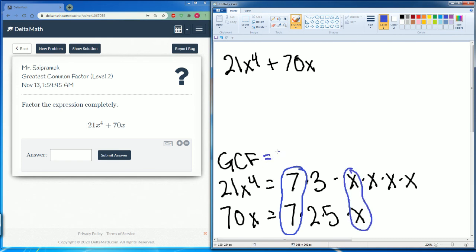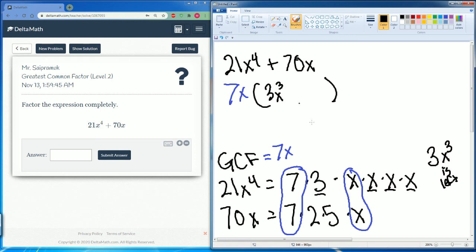So the greatest common factor is 7x. So we write 7x. Put the parentheses to see what is left over. Let's see what's left. 3 times x times x times x, which is just 3x cubed, is left. So we write 3x cubed here. Then what is left down here, 2 times 5, which is just 10, is also left. Okay, so we add 10 here.